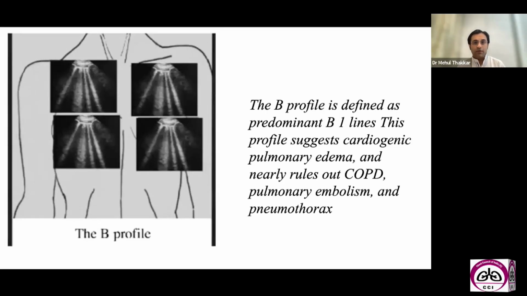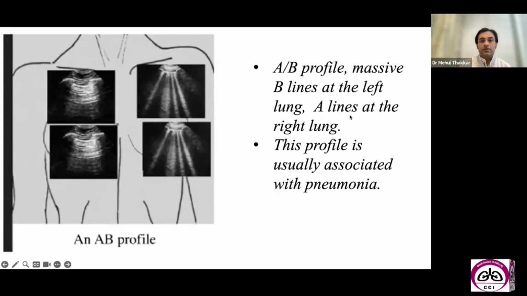If you see the B profile, where you see predominantly B lines, this profile suggests cardiogenic pulmonary edema. The B lines are more in number and they are diffusely present. This is pulmonary edema. This rules out COPD, pulmonary embolism, and obviously a pneumothorax. If you see the A-B profile, where there are massive B lines at the left lung and A lines at the right lung, this is also usually seen with pneumonia.